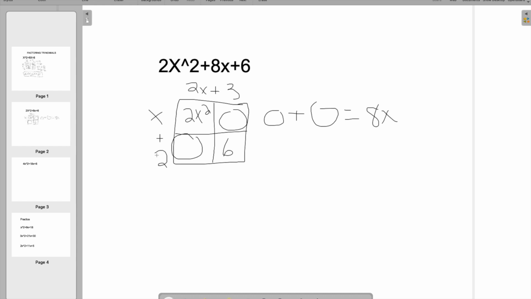So I chose 3 and 2 because 3 times 2 is 6. Okay, so if you do 3 times x, it's 3x. And then 2x times 2 is 4x. However, if you do 3x plus 4x, it does not equal 8x. So we have to try to plug in a different factor of 6 that will equal 8.